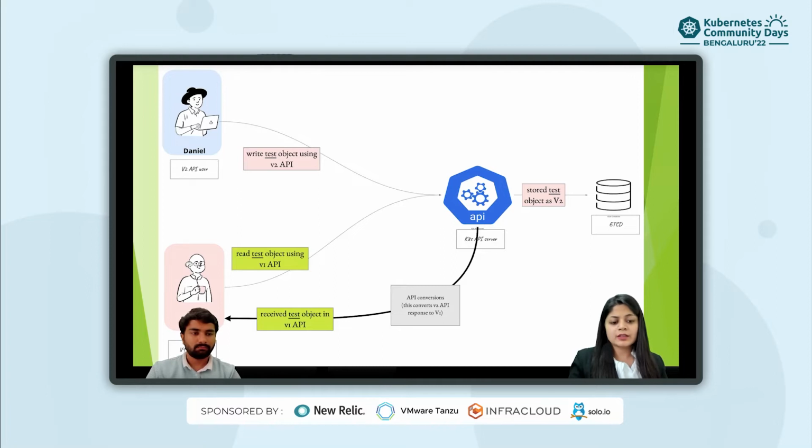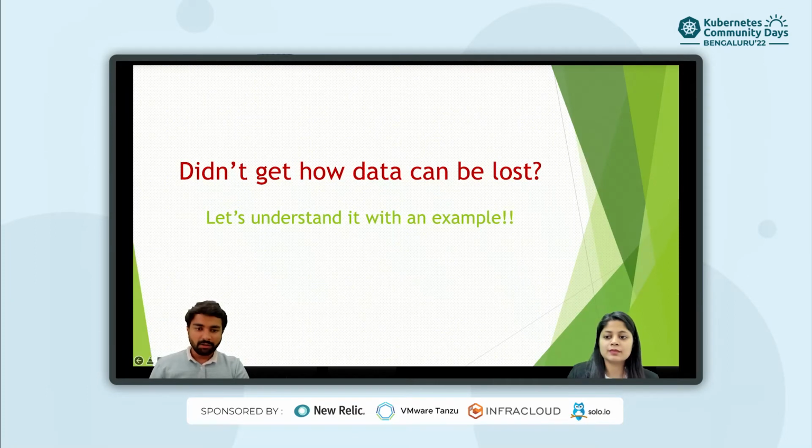Another use case is when a client on an older version updates data in etcd which is on a new version. This scenario might lead to a case where we can lose data. Didn't get how data can be lost? Let's try to understand it with an example.